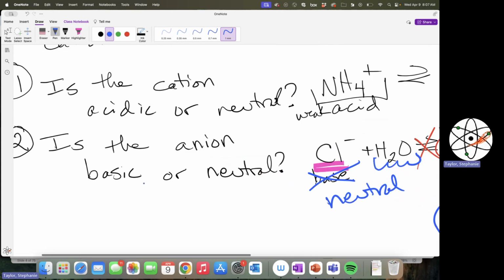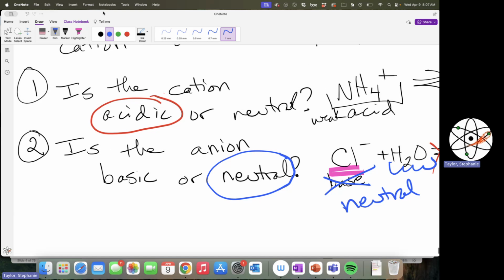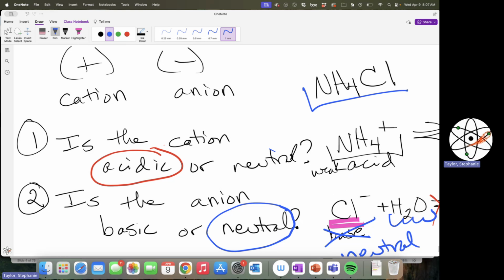So is the cation acidic or neutral? The cation was acidic. Is the anion basic or neutral? The anion is neutral. So therefore, the salt that we're trying to investigate overall is an acidic salt, because you do in fact have part of it that acts like an acid. So that's the methodology for identifying if salts are acidic, basic, or neutral: you have to analyze both the cation and the anion for each one.